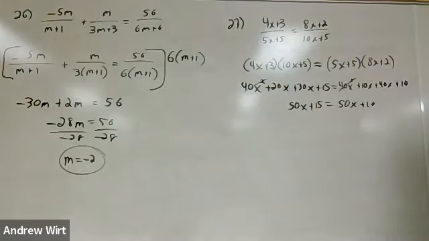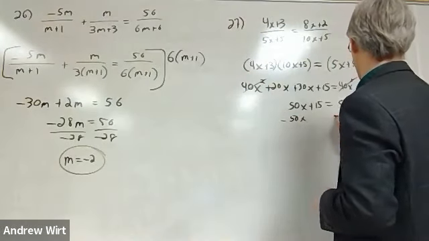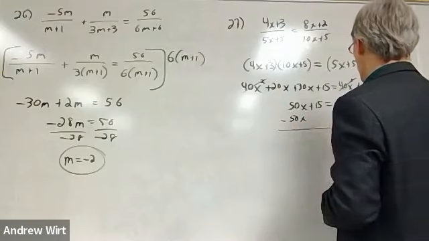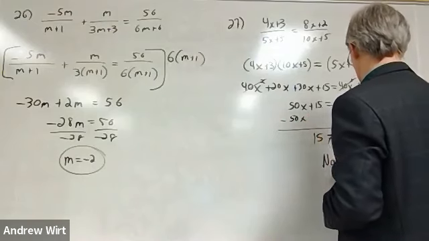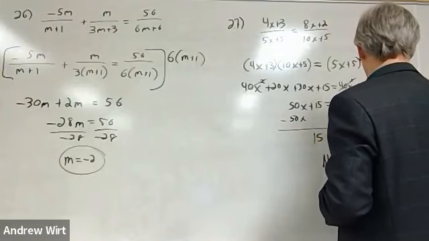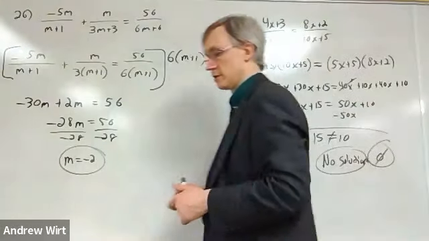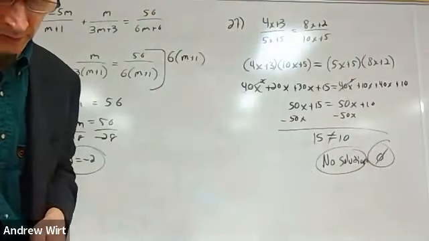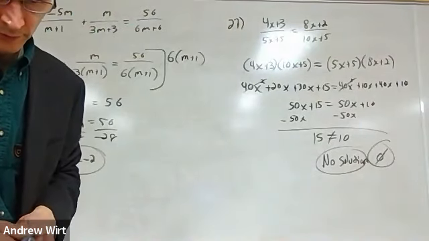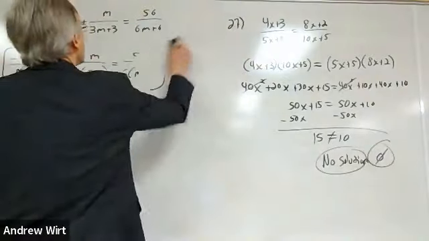Well, if we subtract 50x from both sides, those go away and we get 15. It's not equal to 10. So that means there is no solution to number 27. Number 28.